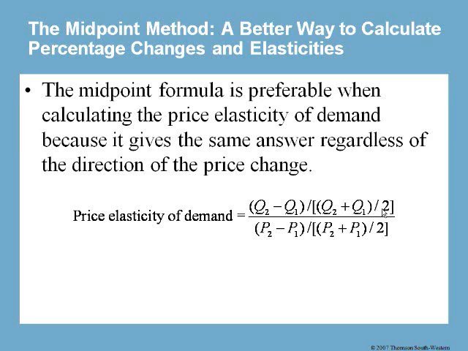This Q2 plus Q1 divided by 2 is just a mathematical way of saying halfway between where we started and where we ended up. Now you'll find that the denominator of this equation is the exact same thing. It's the difference between the two prices divided by the midpoint in between the two prices, or where we started versus where we ended. So this is our percentage change in quantity, and then down here we have the percentage change in price.